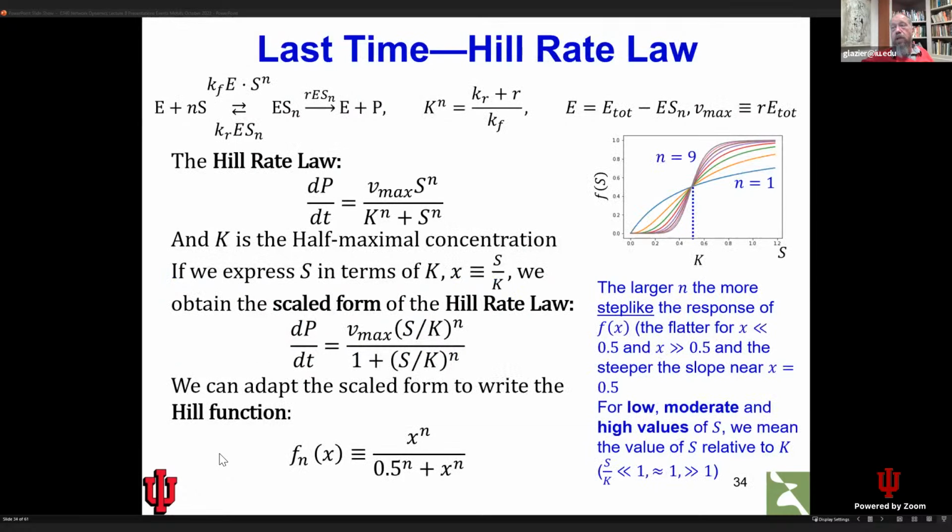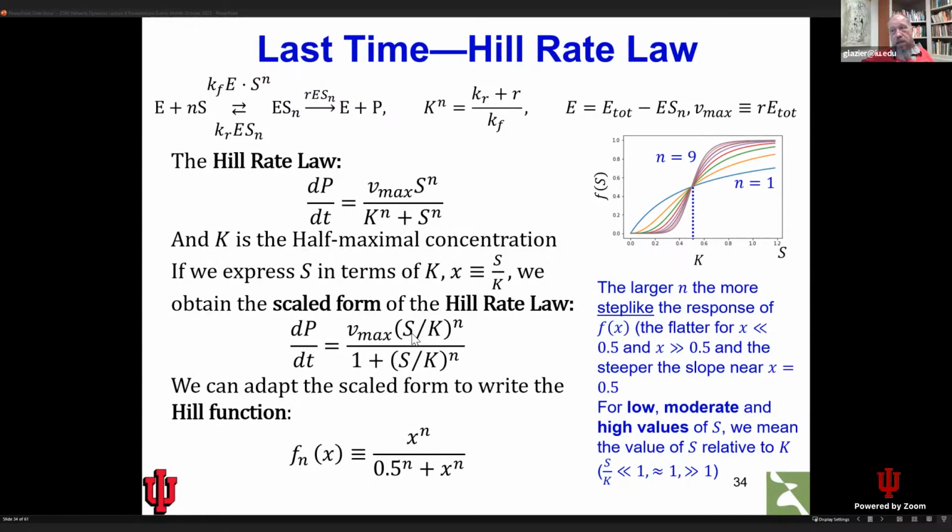So we talked about, and it says last time, but now it's several weeks ago, the idea that we could have a Hill rate law, and the rate of product production is some Vmax times the activator concentration to the n divided by k to the n plus s to the n. That's the Hill structure. And it's convenient to divide through by k to express s in units of k. So we say s over k to the n, s over k to the n.